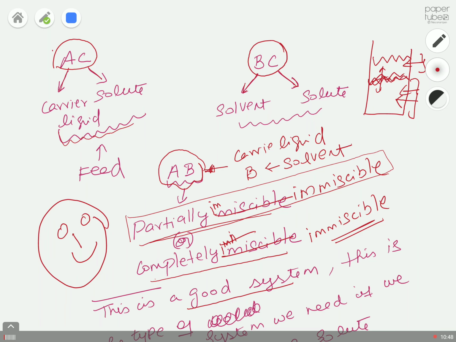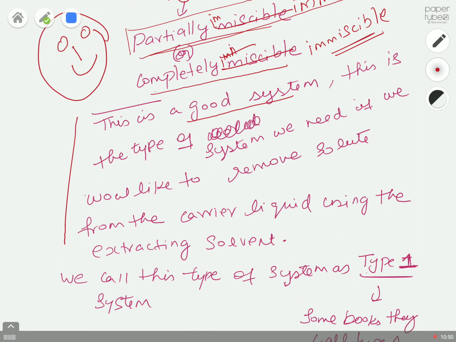So you should remember, this is a very, very tricky system, because our mind is so much used to binary systems. So you must pay attention to the lecture, and try to take a paper and write these notations like C, A, B. C is for solute, A is for carrier liquid, B is your extracting solvent, and you might have these three binary systems: AC, BC, and AB.